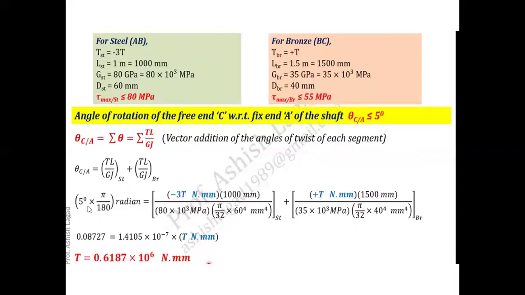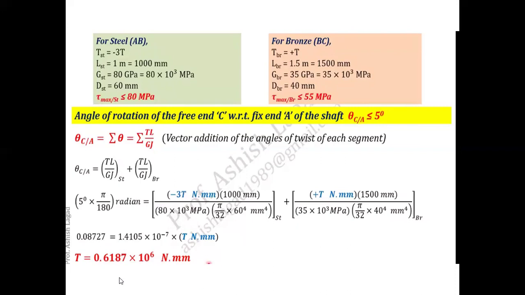We can write theta value is equal to 5 degree, that twist, total rotation is given as 5 degrees. So 5 degrees is equal to, again we can take that 5 degree into radian, 5 into pi by 180. So that value in radian is equal to minus 3T into length 1000 upon G value 80 into 10 raised to 3 megapascal into J value pi by 32 60 raised to 4. Okay. Similarly, we can take torque value for bronze, it is positive, length 1500 mm. Then G value, modulus of rigidity for bronze, 35 GPa and J polar moment of inertia pi by 32 into d raised to 4, that is pi by 32 into 40 raised to 4.